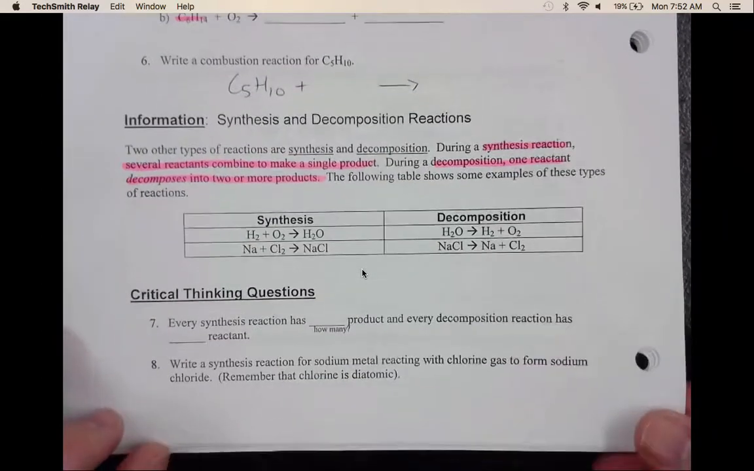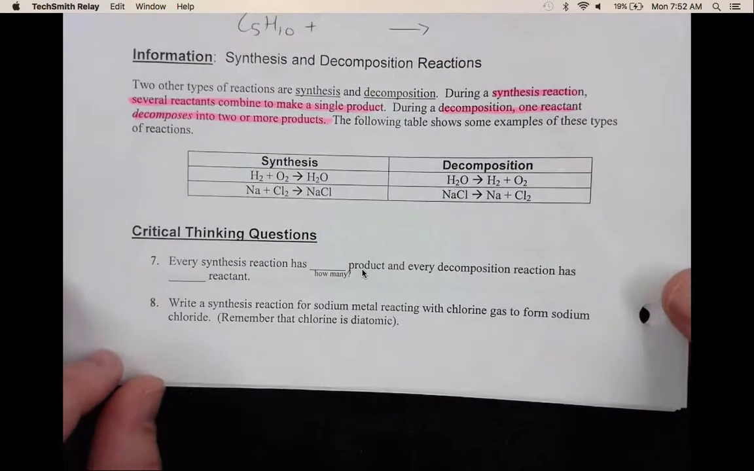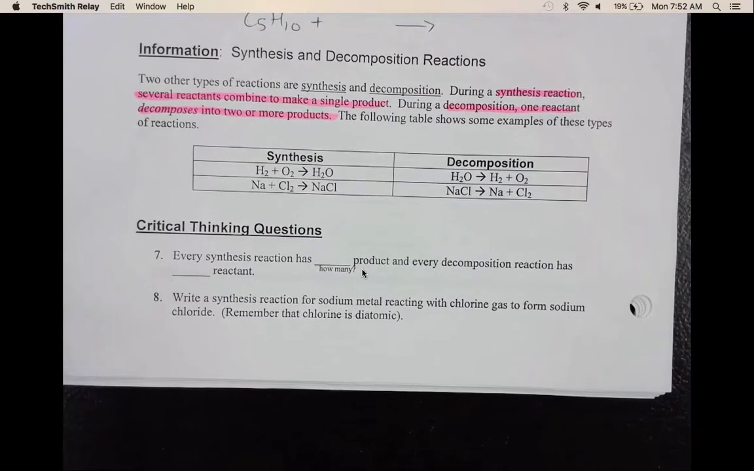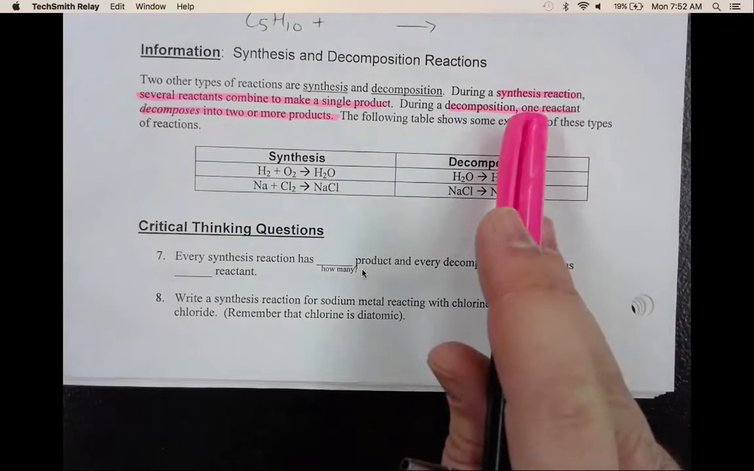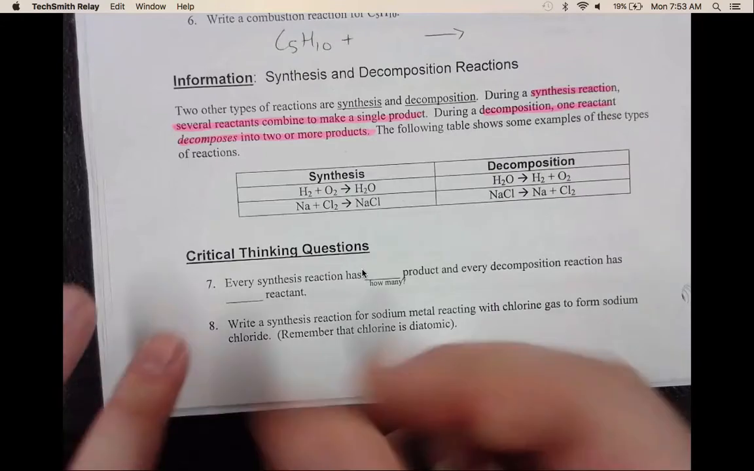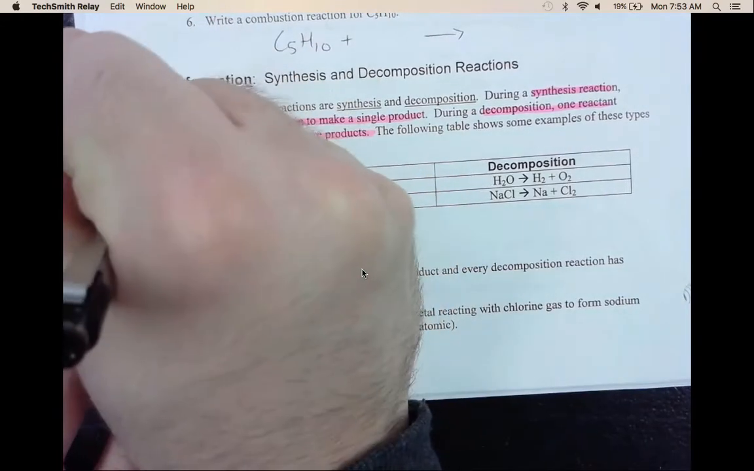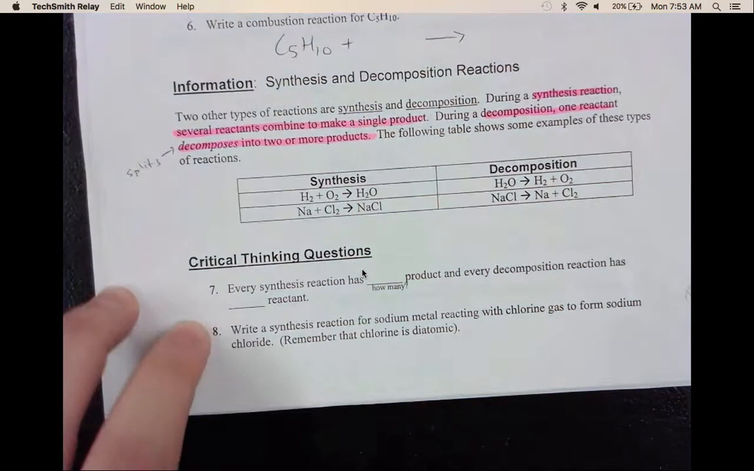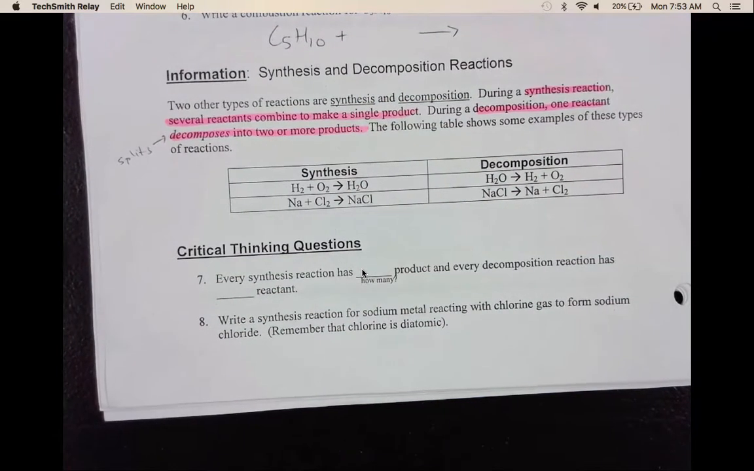So now we are moving on to synthesis and decomposition reactions. So synthesis and decomposition reactions, they are opposites of each other. During a synthesis reaction, you have several reactants that combine to make a single product. During decomposition, you have one reactant that decomposes. I don't like using the same word in the definition, so instead of decomposes, you could put the word splits. So decomposition is when one reactant splits into two or more products.